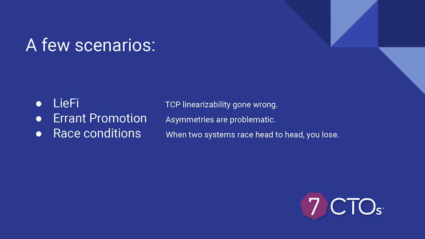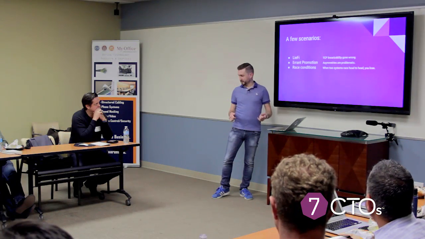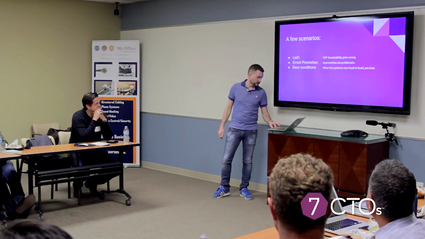Whenever you get onto an elevator and your phone cuts out, your Slack starts wigging out and you have to swipe up and restart it, that is because of TCP linearizability gone wrong. Looks like I'm a little short on time, so I'll blaze through these.